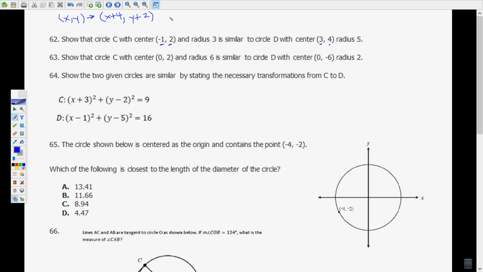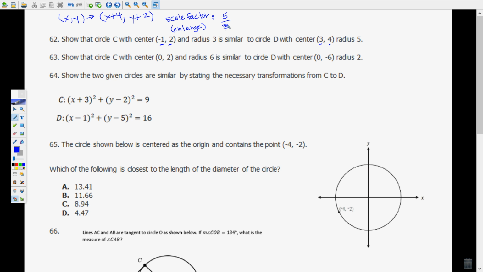Then for your scale factor or your dilation, you take your image radius 5 over your pre-image radius 3. So it would be an enlargement, enlarged by 5/3. Remember, when that number, whether it's a fraction or a whole number, is bigger than 1, so bigger than 3/3, then it's going to be an enlargement.